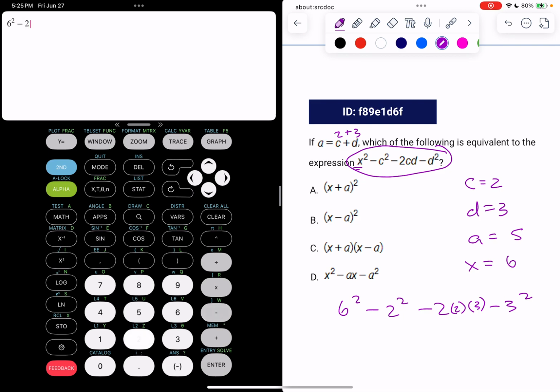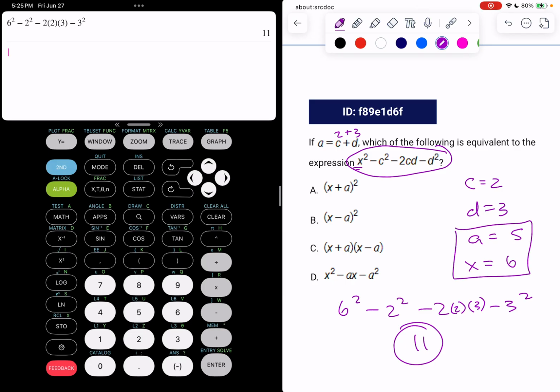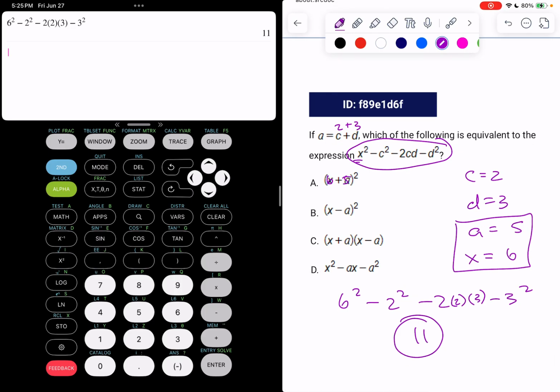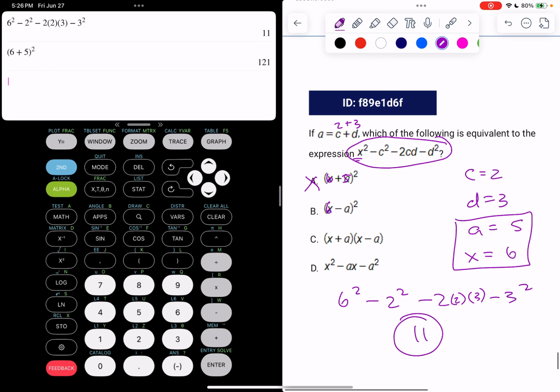6 squared minus 2 squared minus 2 times 2 times 3 minus 3 squared. So we're looking for something that equals 11. Okay, so now we're gonna put X and A into the answer choices and see which one equals 11. So this will be 6 plus 5 squared, in parentheses. 121, that's too big. All right, this is gonna be 6 minus 5 squared. Let's see, that's just going to be 1, so not that guy.